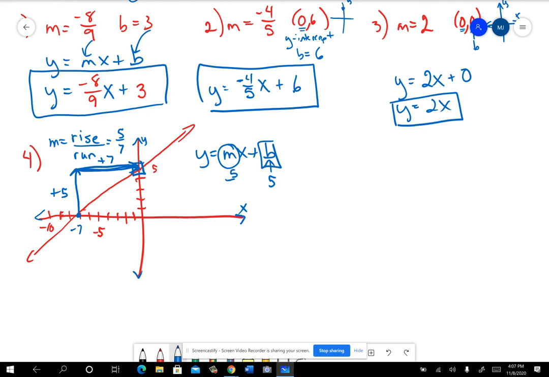So put that in where m is. Don't forget the x. That's one of the most common mistakes. And there you have it. There's the equation of the line. Okay.